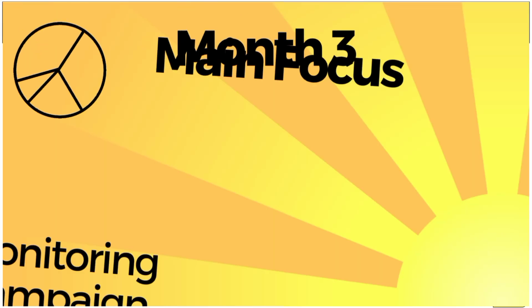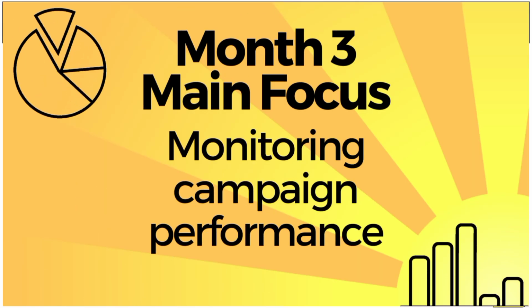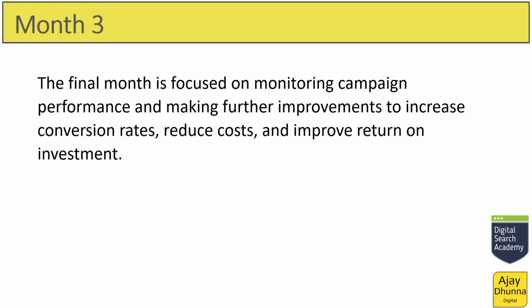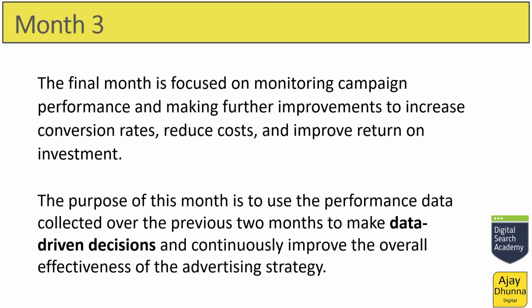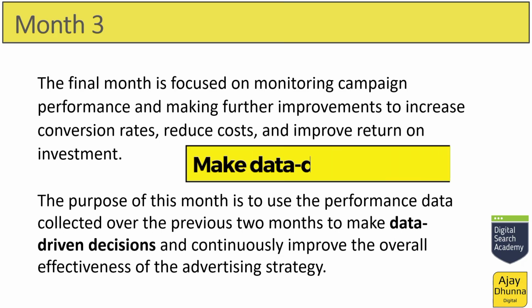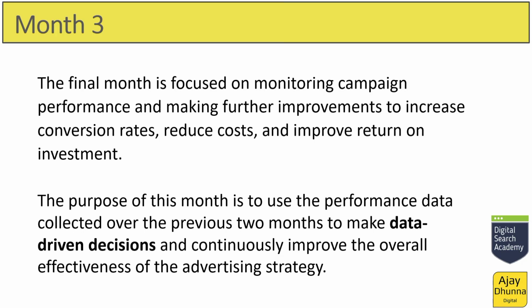So now that we have 2 months worth of data, let's jump into month three. So what our general strategy is for month three of setting up a Google Ads campaign. The final month is focused on monitoring campaign performance and making further improvements to increase the conversion rates, reduce costs, and improve return on investment. The purpose of this month is to use the performance data collected over the previous 2 months and make data-driven decisions and continuously improve the overall effectiveness of the advertising campaign.